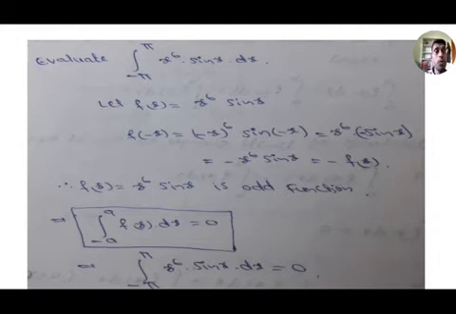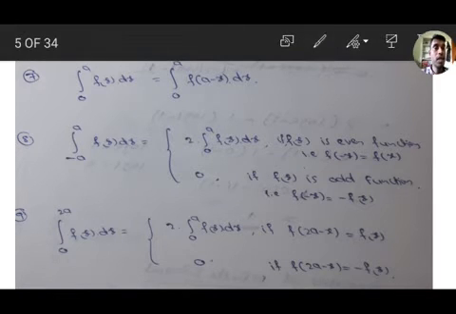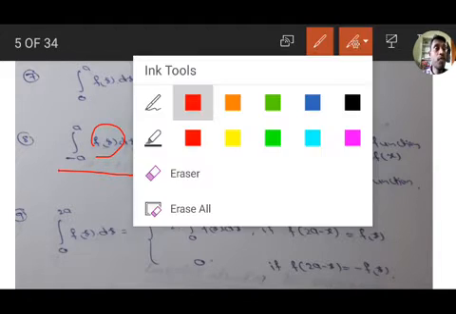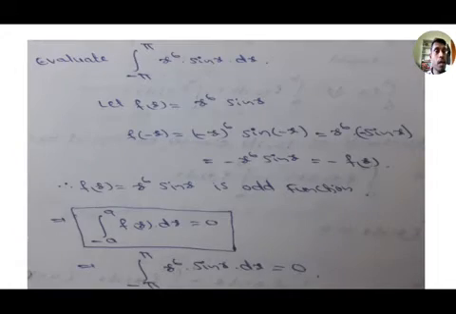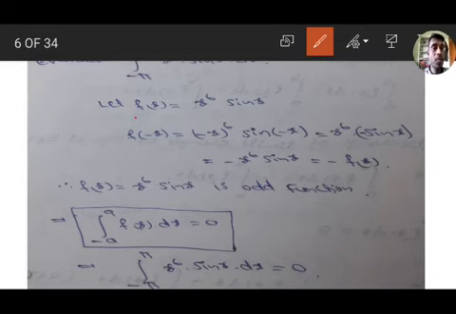Here it is minus a to a, so we have to use this property of minus a to a f of x dx. If it is an even function, this is the value. If it is an odd function, this is the value. So we have to check whether the given function is an odd function or an even function. x to the power of 6 into sin x. So let f of x equal to x to the power of 6 into sin x.